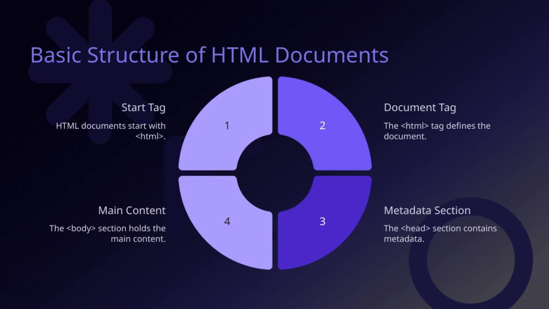Then, we have the body section, which holds the main content that users see and interact with, such as text, images, and links. Remember, every HTML document starts with the HTML tag, making it the starting point for structuring your web page properly. Understanding this basic layout is key to building well-organized and effective websites.